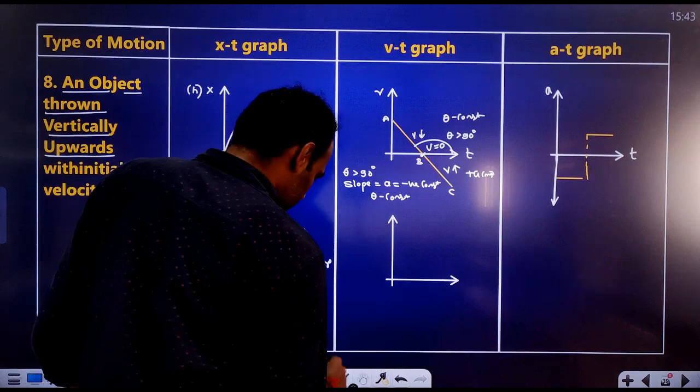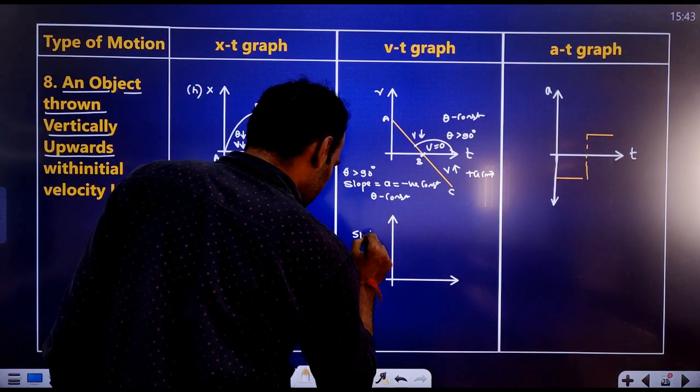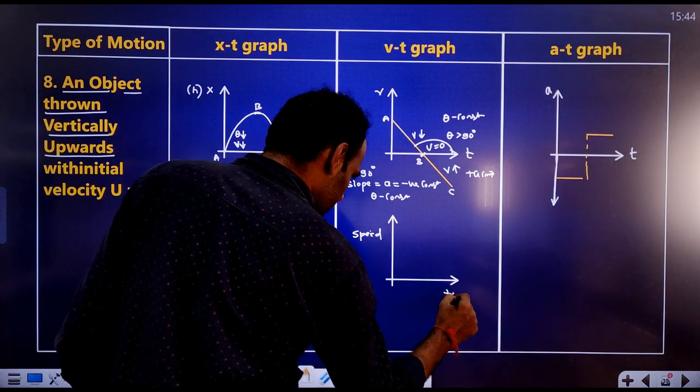Okay, here we are going to see one more graph now, the speed versus time graph, right? This is speed time. See, speed time.